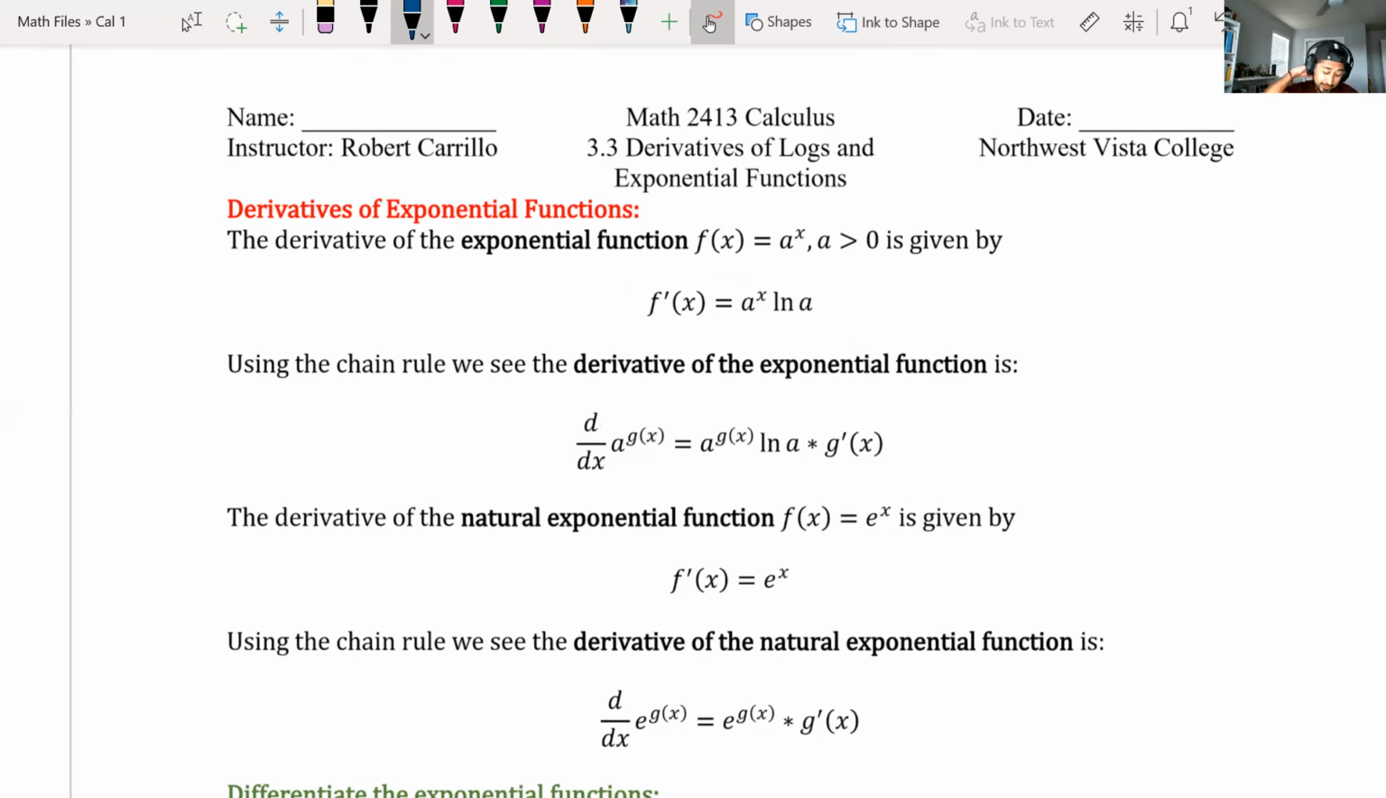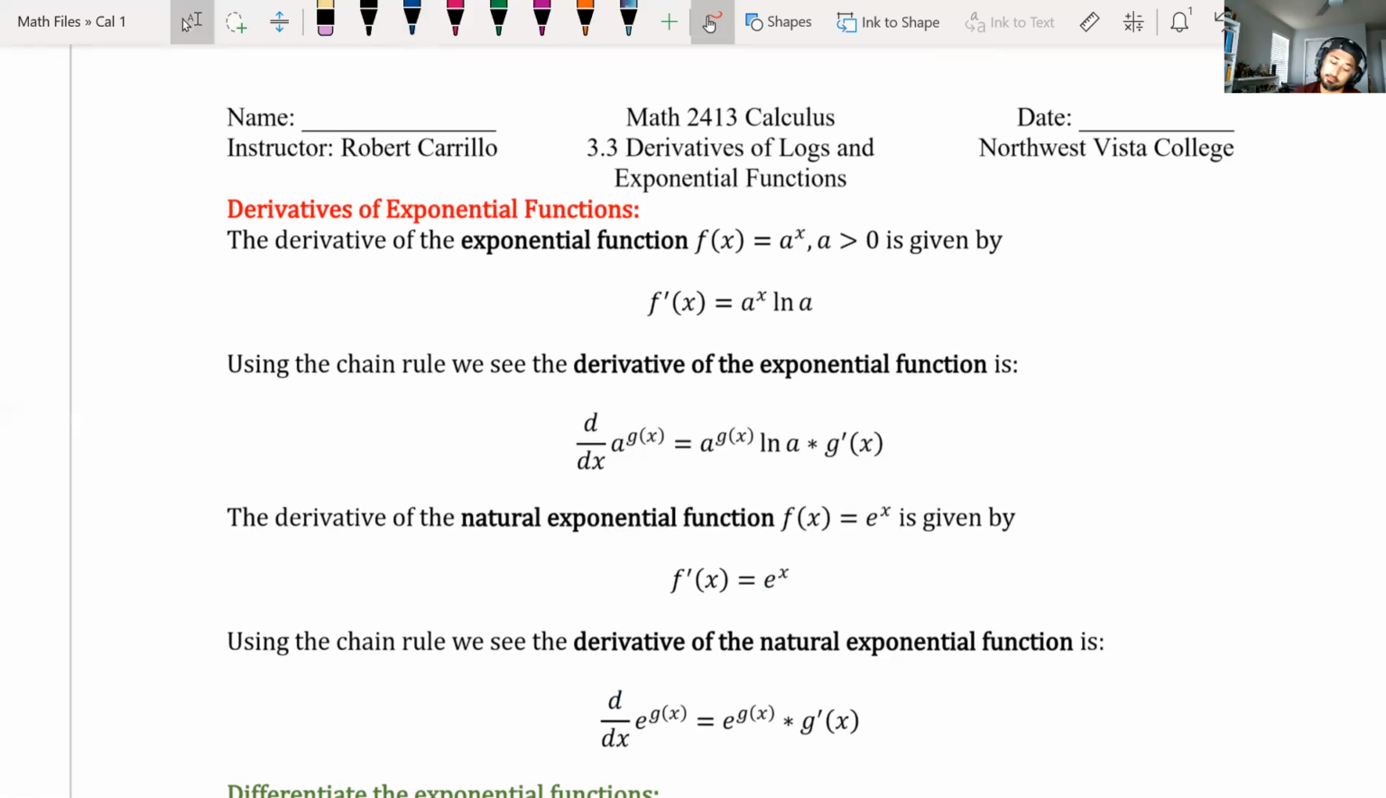And now you have the derivative of e to the x. This one's great. The derivative of e to the x is e to the x. Marvelous, right? The derivative is itself. And then the chain rule derivative for e to any other function, so e to the g of x, is going to be e to the g of x times the derivative of that exponent, g prime of x.